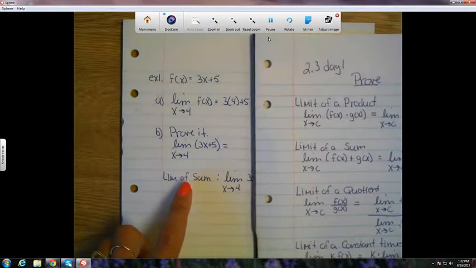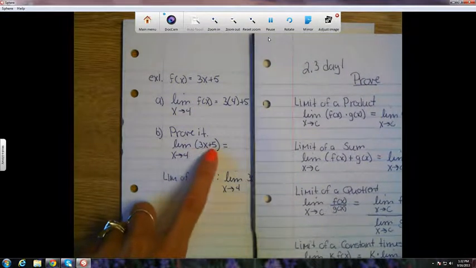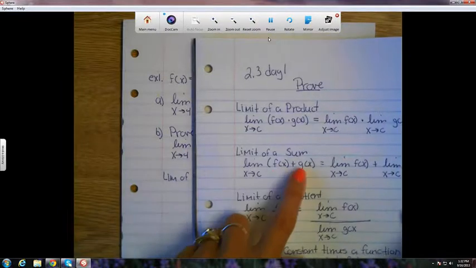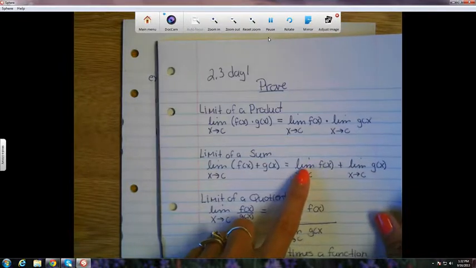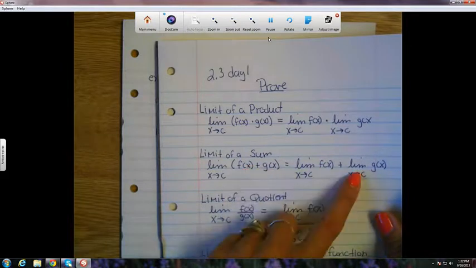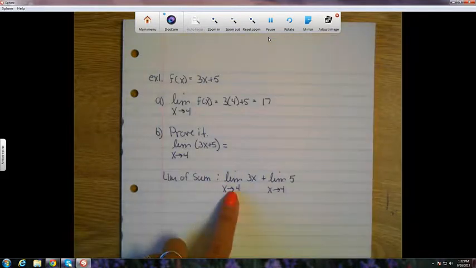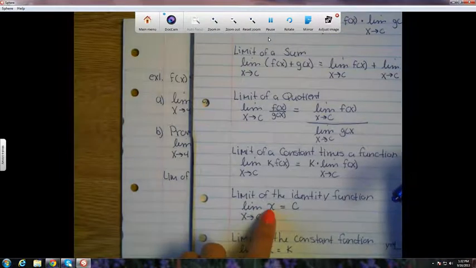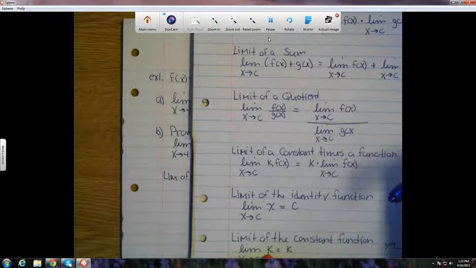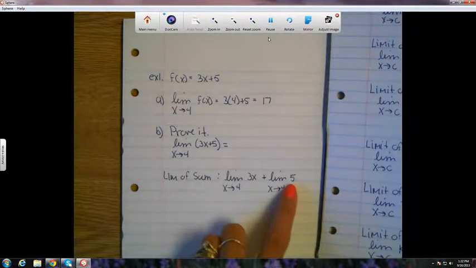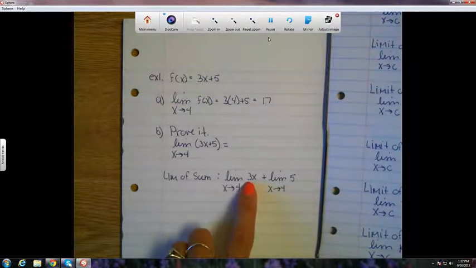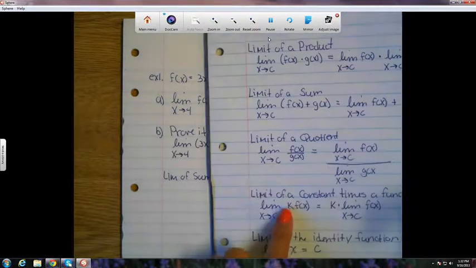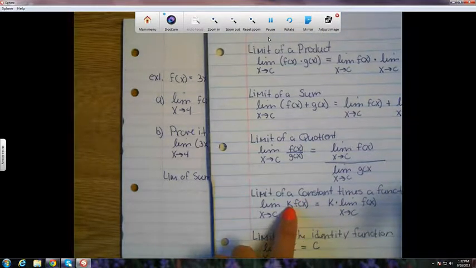I just sneak this in here. I've got the limit of two things added, which is what I've got here. I'm allowed to break that up into the limit of the first part plus the limit of the second part. That's exactly what I did. Now, again, we want to get down to either just the limit of x or the limit of k. K is any constant. Well, if you look here, I'm good to go. Limit of a constant, I can simplify this, but this one has a 3 with the x that I can't just simplify right off the bat. But what I can do is use this limit of constant times the function to pull that k out in front.